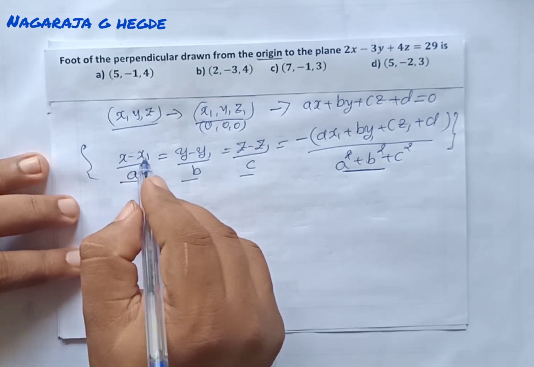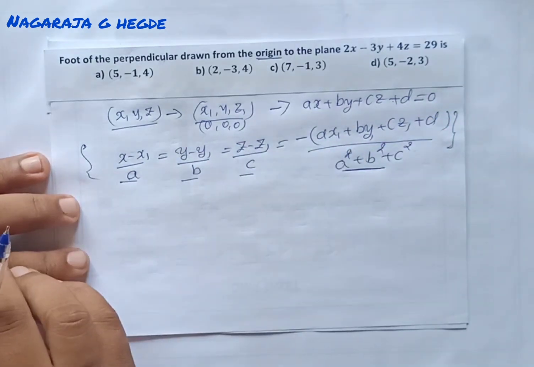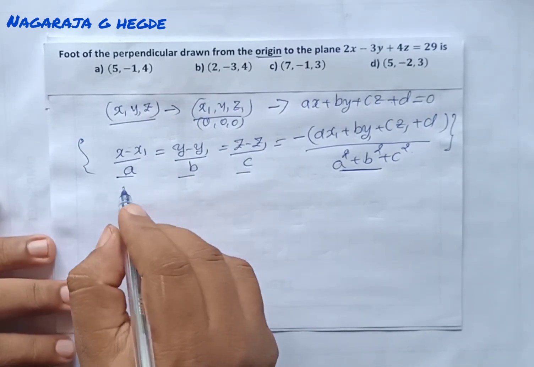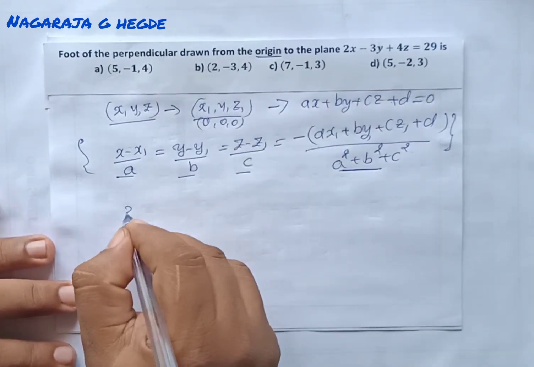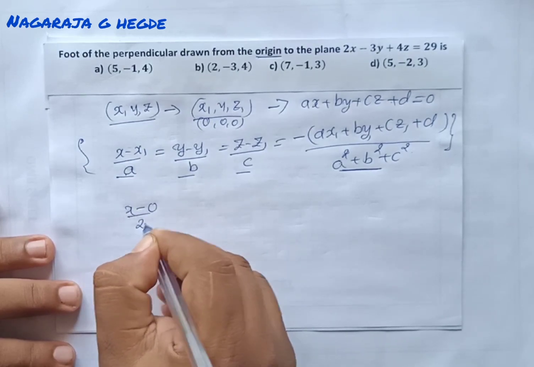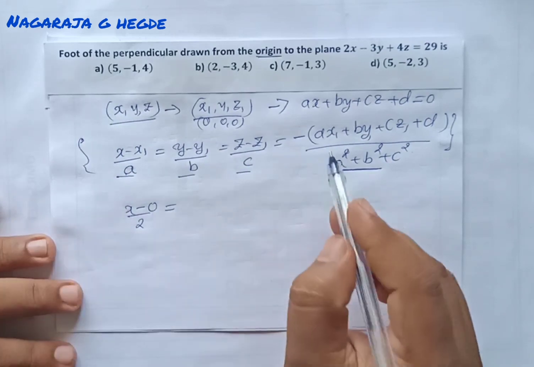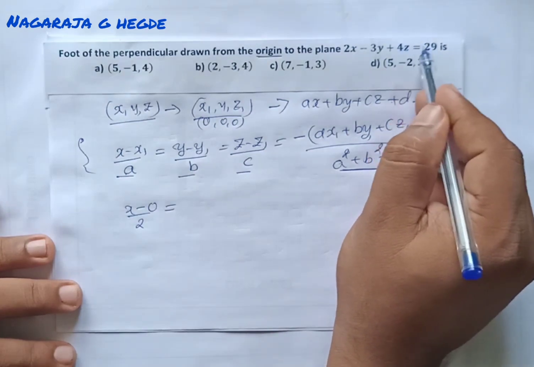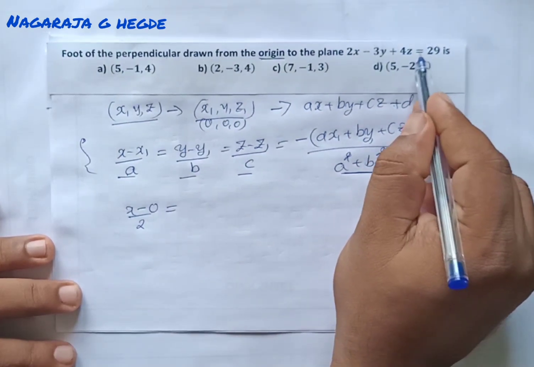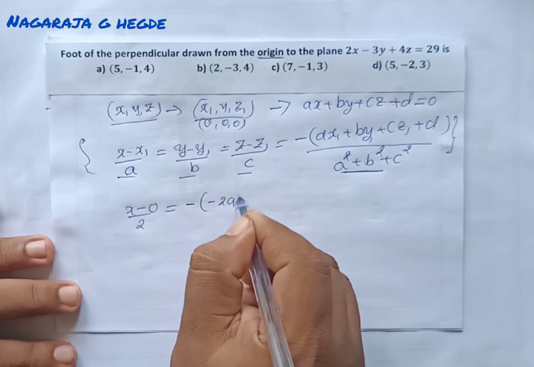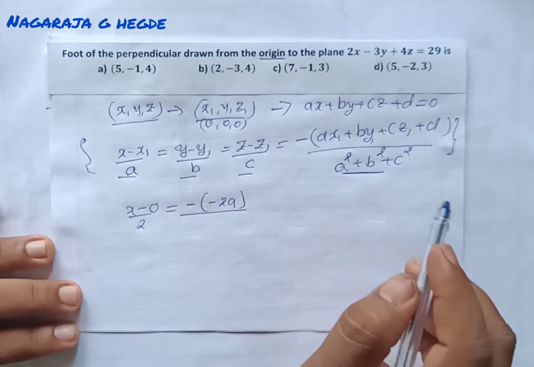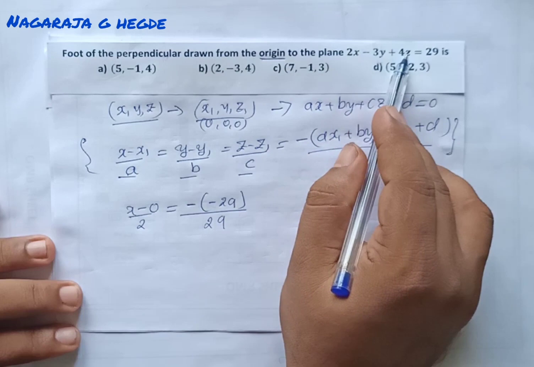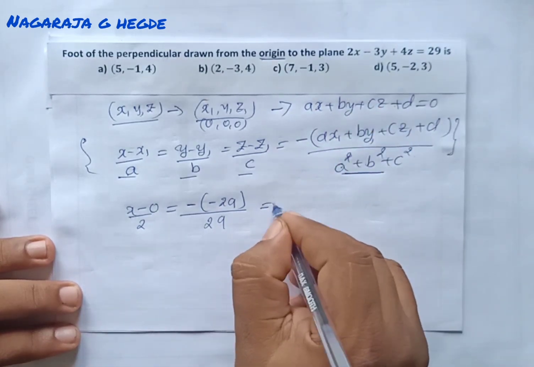Now let us take x minus x1 divided by a equal to this, and calculate the x coordinate. x1, y1, z1 are 0, right? So x minus 0 divided by a, the value is 2, equal to, see, the first three terms will give 0 since x1, y1, z1 is 0. What is d? Minus 29. See, plus d equal to 0. Minus of minus 29 divided by a square plus b square plus c square. What is that? Just observe, 4 plus 9 plus 16, you are going to get 29, which is equal to 1.